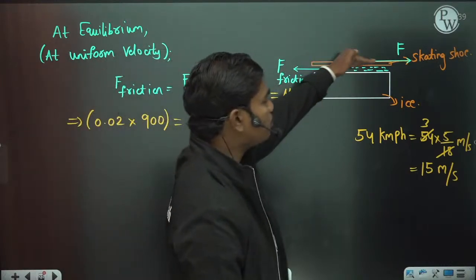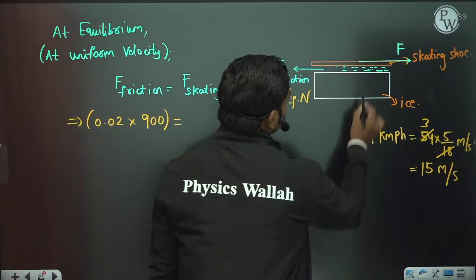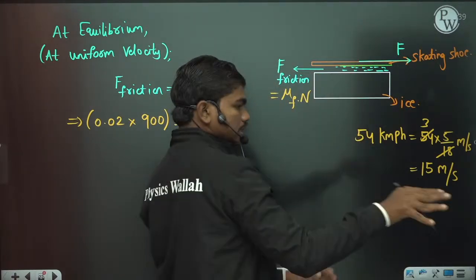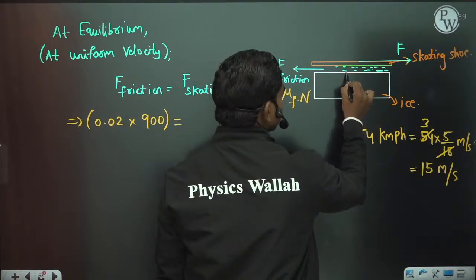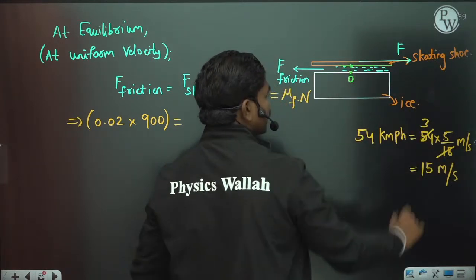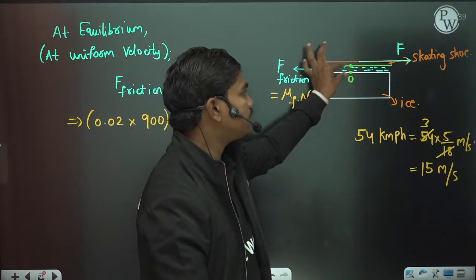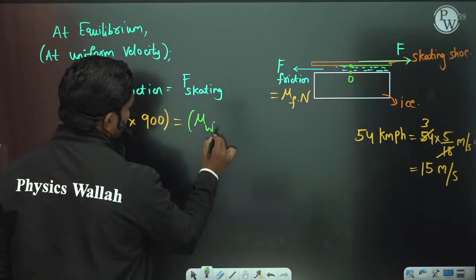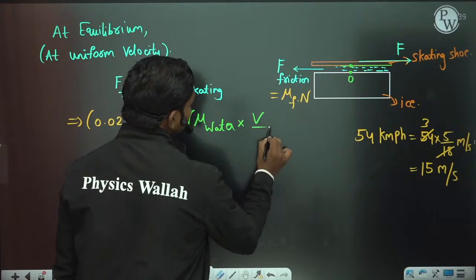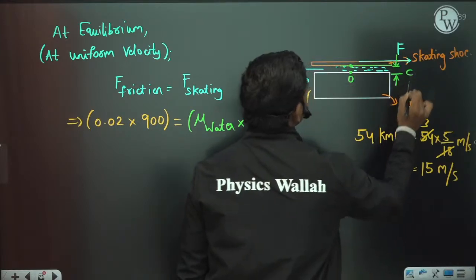Whenever this shoe is moving at 15 meters per second, the top layer of water which is in contact with the shoe will also move at the same 15 meters per second, but the ice is constant because he skates on an ice block. So here the velocity is 0, but here the velocity is 15 meters per second. So a small velocity gradient gets developed in this water. What is the force required to create this velocity gradient? Mu of water into the velocity gradient, which is V by the clearance, the thickness of the water layer, into area.